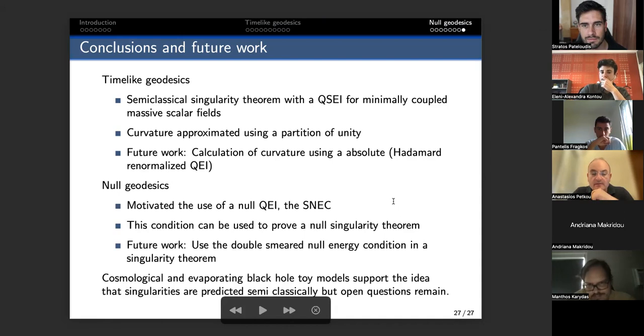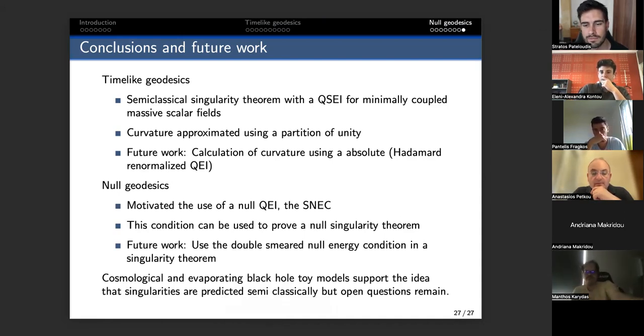I have another question. Why do you think that the energy conditions hold for free matter, scalars, for example, and not for interacting? What is your physical understanding for that?